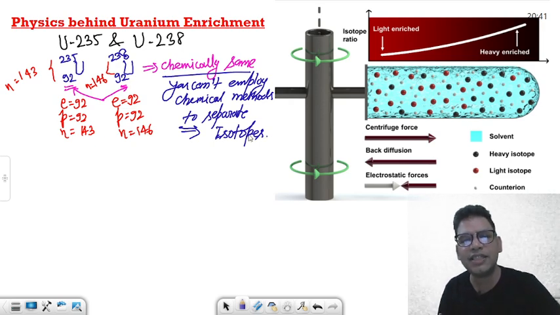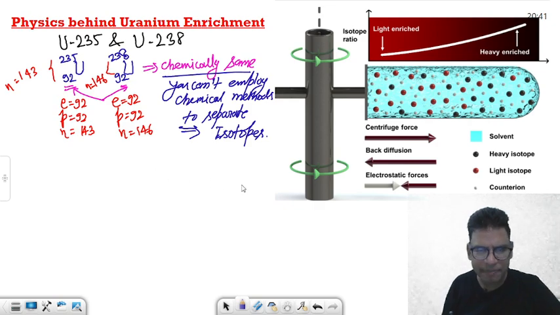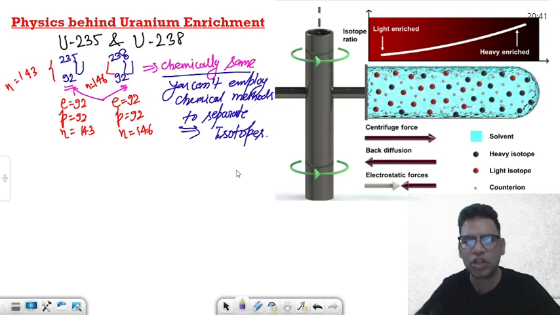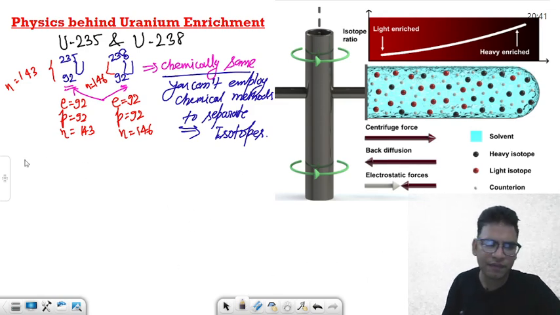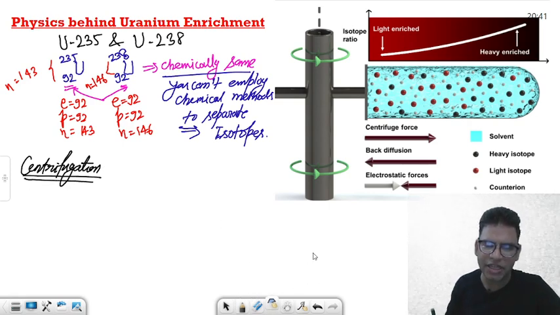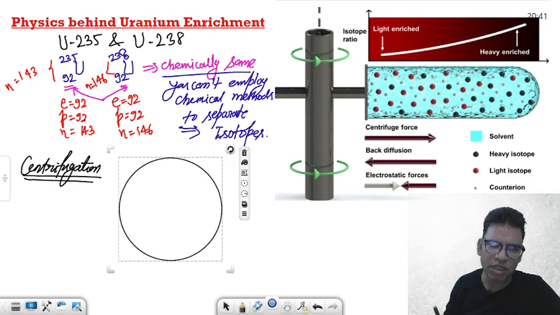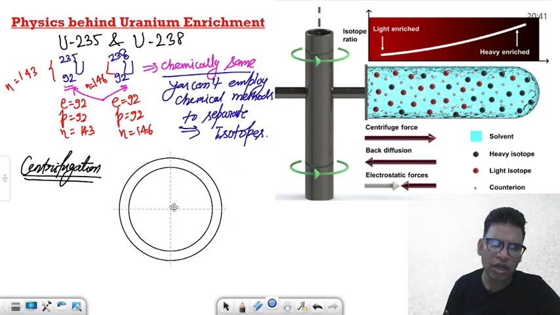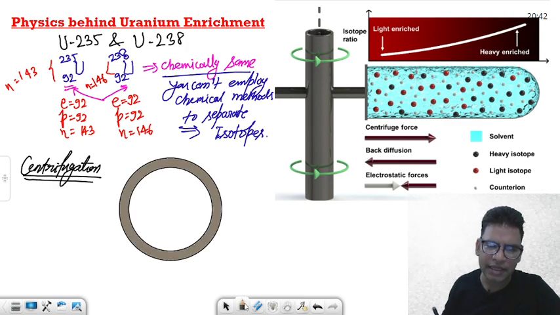So what physics are they going to use to separate them? The physics used is based on the principle of centrifugation, the principle of centrifugal force. If you want to understand the basic concept of centrifugation, it is based on, for example, circular motion. If you are driving on a turn on a circular road, suppose there is this circular path, and a particle is moving around this circle. This is basic physics, this is radius r.